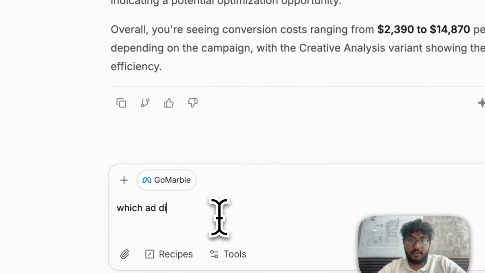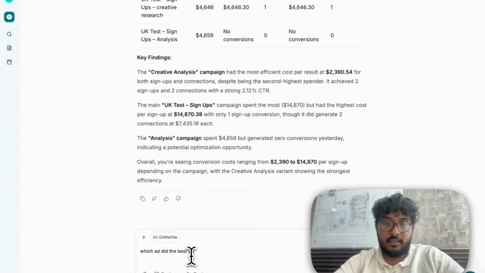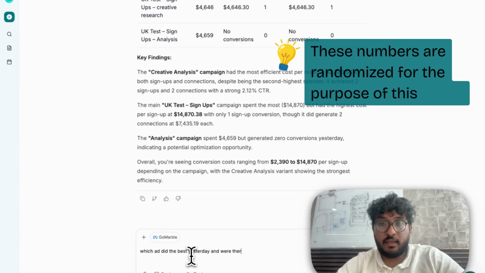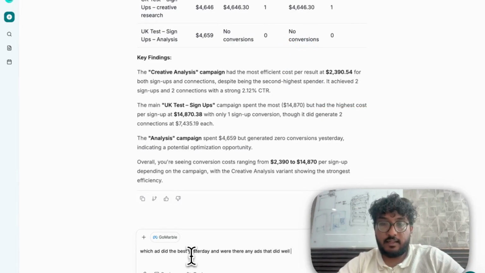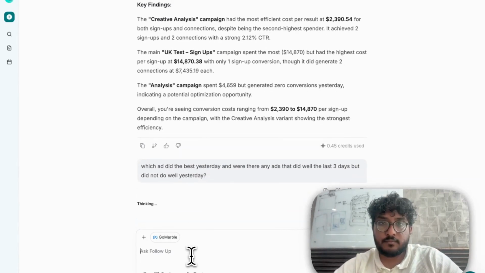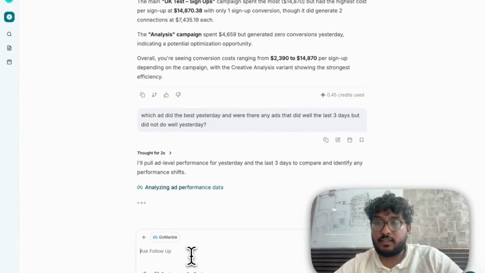Which ad did the best yesterday? And this is what I'm thinking in my head, right? Were there any ads that did well the last 3 days but did not do well yesterday? I want to know if anything fell, anything went wrong. And now I'll just go and pull this data.